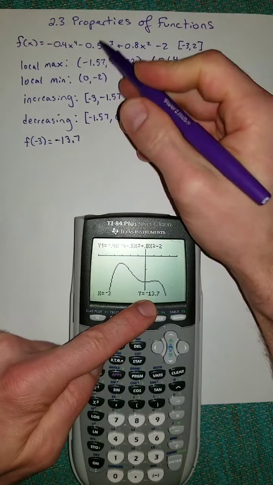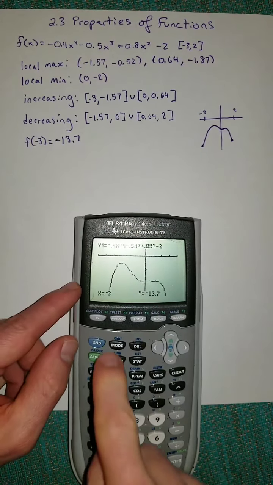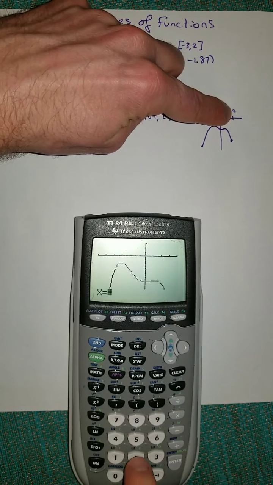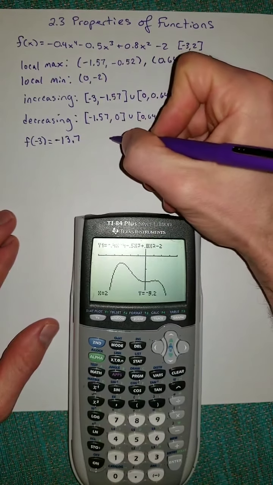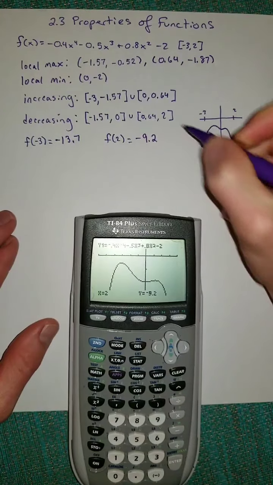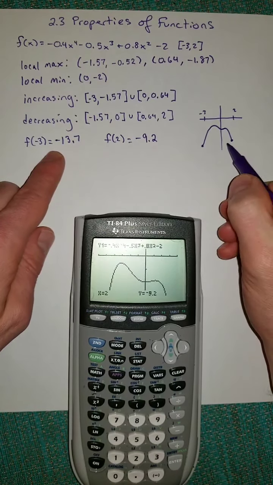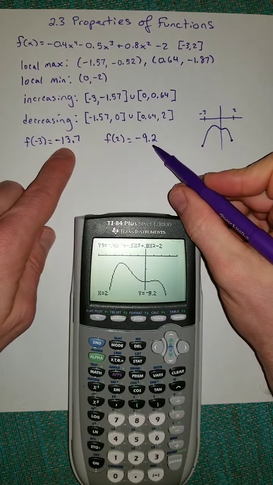Okay, so I don't have to go through and make that calculation. It's there for me. Then I can do the same thing, value, and I plug in the 2, and that gives me -9.2. So f of 2 equals -9.2. Okay, and so I can tell right away that I was kind of right about this, that the one on the left is further down than the one on the right, just based upon those two values.